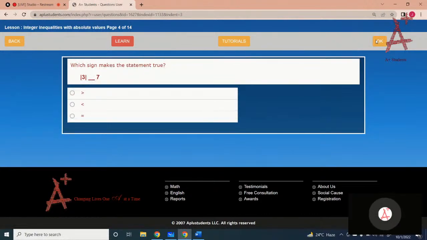Okay, which sign makes the statement true? Absolute value of 3 and 7. So absolute value of 3 is, yes, 3, and 3 is less than 7 or greater than 7. Yes, 3 is less than 7. Got it? Select the correct option and click on the OK button.